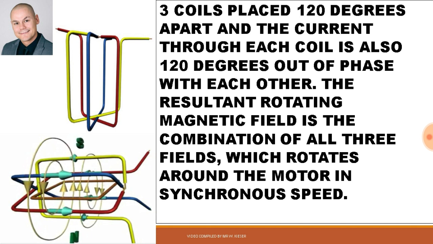To produce a three-phase rotating magnetic field for three-phase motors, we take three coils and place them 120 degrees apart, and the current through each coil is also 120 degrees out of phase with each other. The resultant rotating magnetic field is the combination of all three fields, which rotates around the motor at synchronous speed.